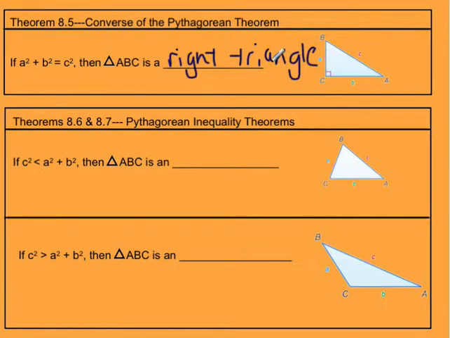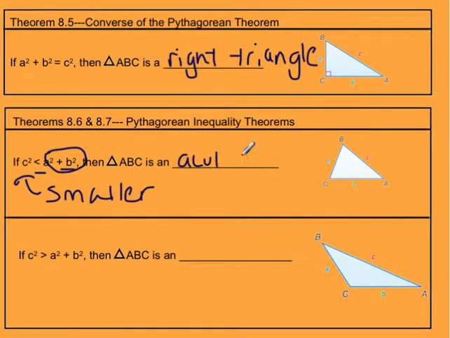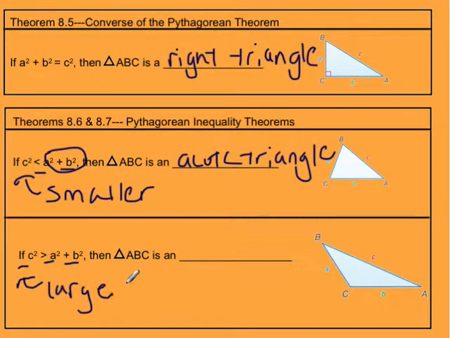Okay, so let's say you solve this out. You would take a squared plus b squared, and c squared is going to be smaller than those two sums. If the hypotenuse squared is smaller than the sum of the squares, then it's going to be an acute triangle. Then if you have a squared plus b squared, and then you square your c, and c squared is larger than those two numbers squared, then that's going to make triangle ABC an obtuse triangle.